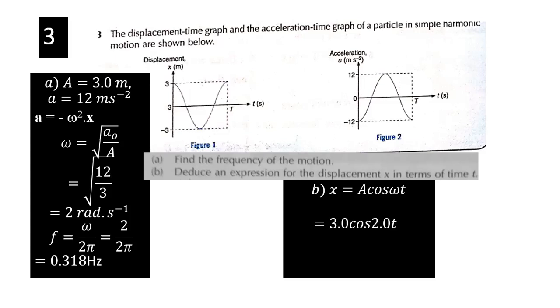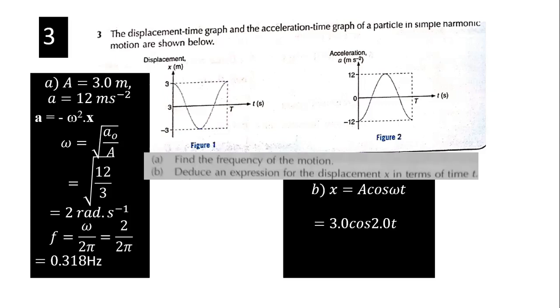By right it is supposed to be A sine omega t, but then we know it's cos omega t because of the graph, right? Because the graph is a cos graph. So you must be able to recognize or make a cos graph and use cos. If it was a sine graph, then we would have put sine, right? If it's a sine graph, we use sine.